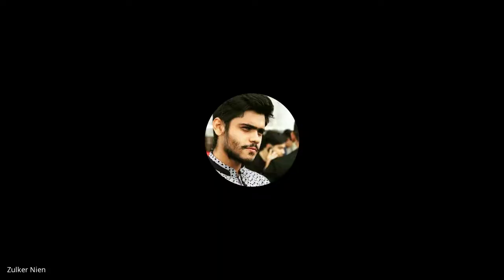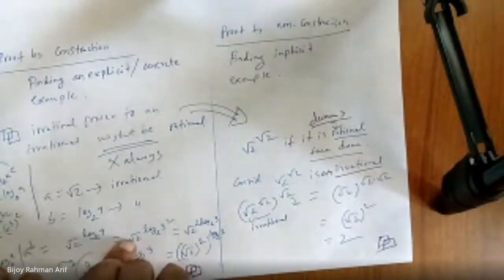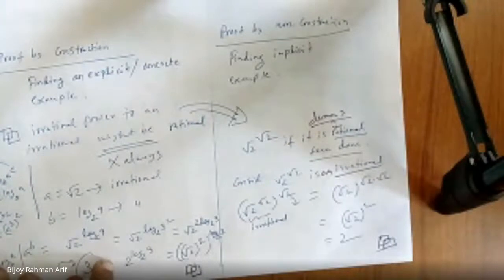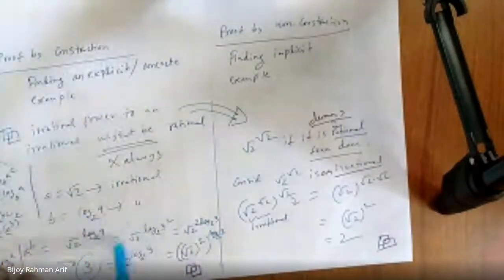Sir, it would be good if you could explain proof by non-construction once more. What is the difference between proof by non-construction and proof by construction? See, in proof by construction, we give a concrete example. That means root 2 to the power log 2 base 9, which is actually irrational to the power irrational, is actually an integer or rational number. We know the status of this example, that it is our desired answer. So we constructed an example.